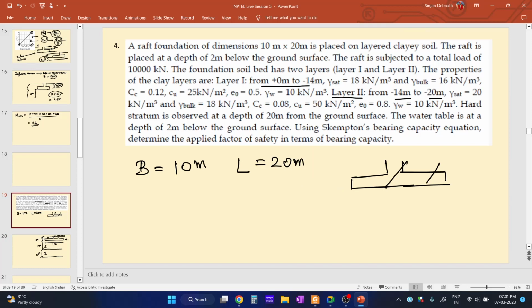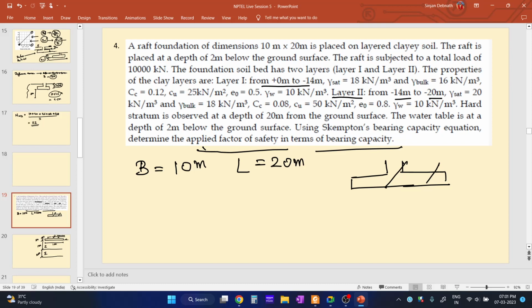And here we have been asked to find out the bearing capacity using the Skempton bearing capacity equation. Okay, and after that we need to find out the applied factor of safety in terms of bearing capacity. So we need to find out the bearing capacity using Skempton's formula.